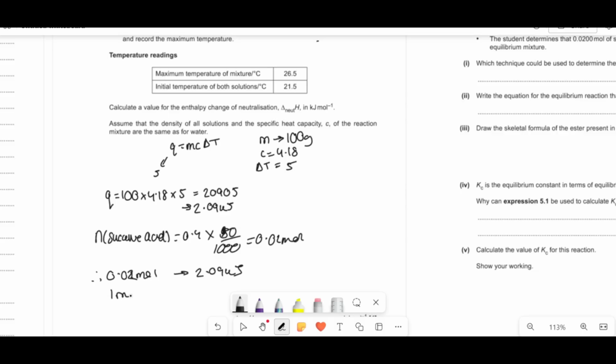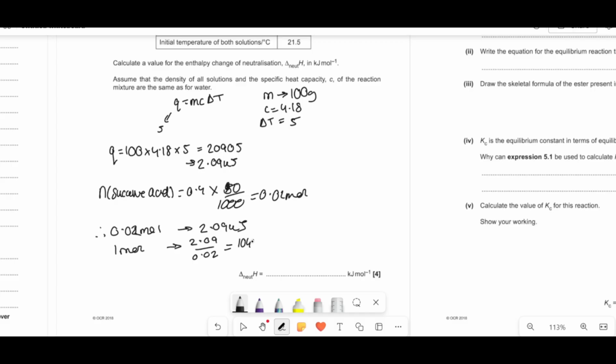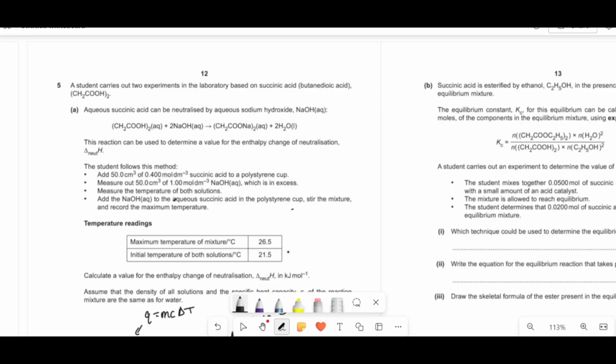So then 1 mole would give you 2.09 over 0.02, which is going to be 104.5 kilojoules per mole, right? Now that's going to be exothermic because heat was released, the energy change, the heat went up, so it's going to be minus 104.5 kilojoules per mole, but we're not done because it's asking you the enthalpy change of neutralization, which is where 1 mole of water is produced, right? Here there are 2 moles, so this is double what it should be.